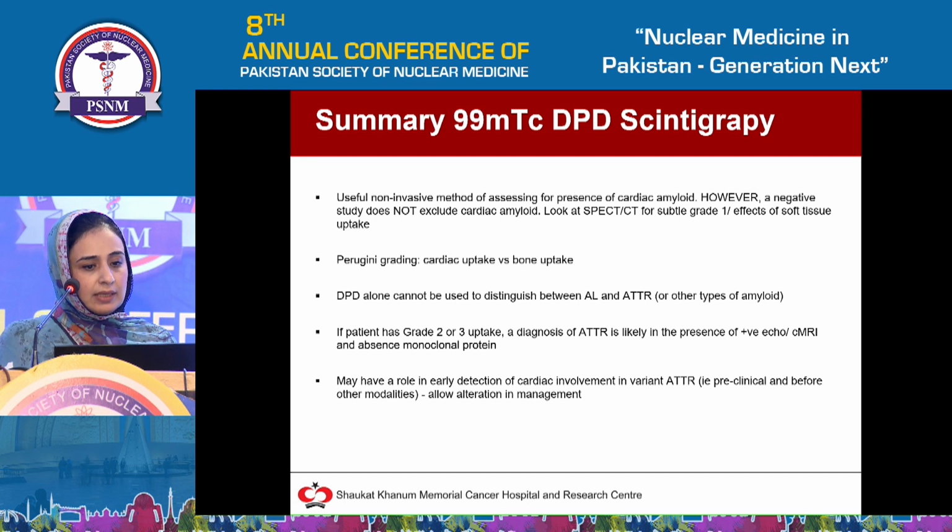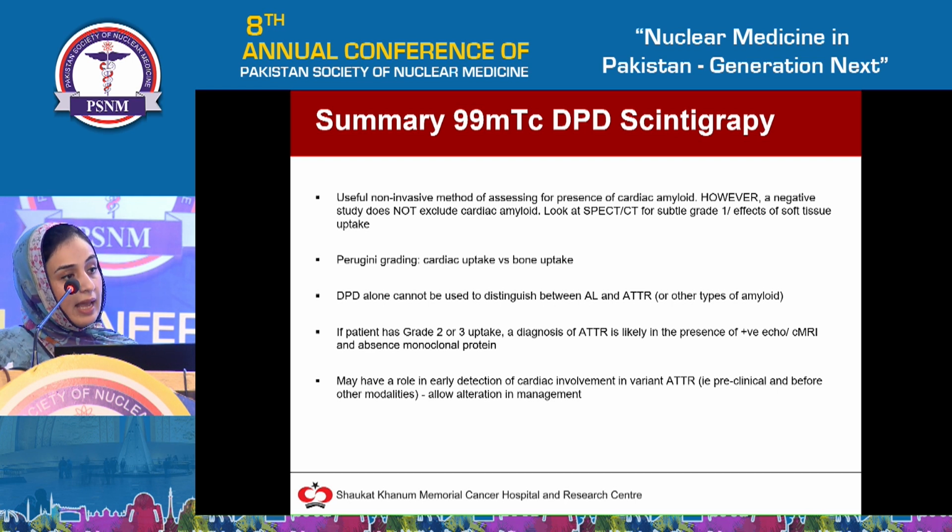So, summary, it's a useful non-invasive method of assessing for presence of cardiac amyloid. However, a negative study does not exclude cardiac amyloid. You should look at SPECT CT for subtle grade 1 effects of soft tissue uptake. Talked about the Perugini grading, cardiac uptake versus bone uptake. DPD alone cannot be used to differentiate between AL and ATTR or other types of amyloid.